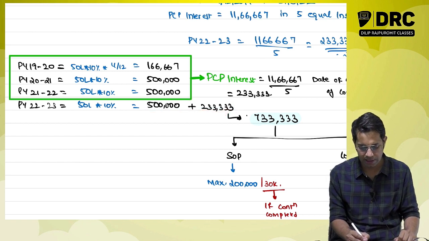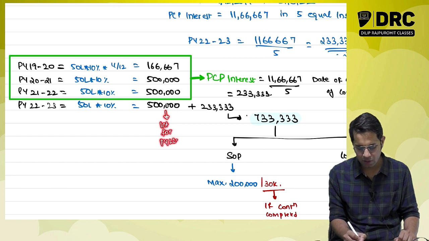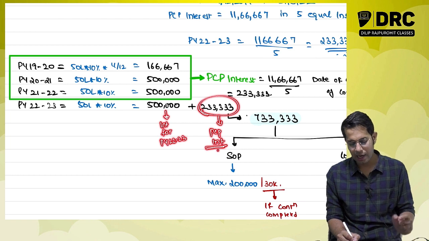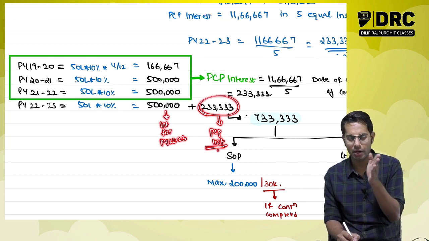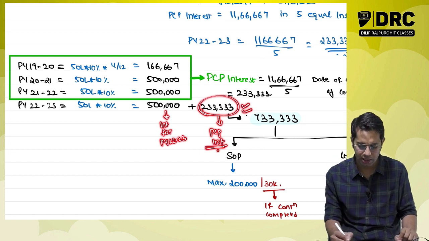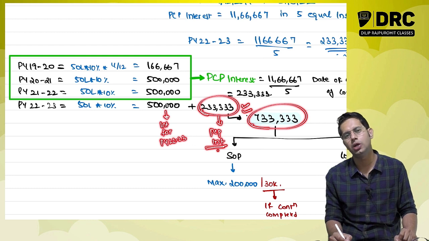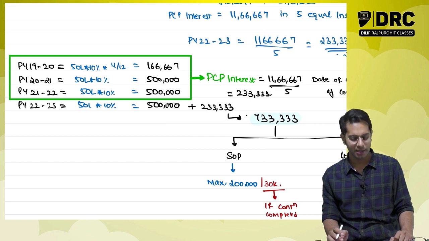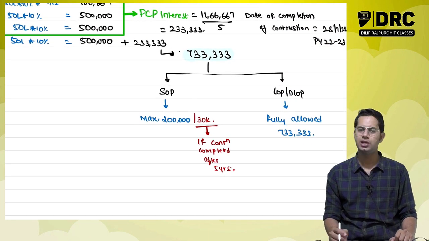So this interest of 5 lakh rupees, which you are seeing over here, is interest for previous year 22-23, and 2,33,333 rupees is pre-construction period interest, which is apportioned to this particular year. It is required to be distributed over 5 years. For this year, the proportionate amount comes to 2,33,333. So total interest for previous year 22-23 will be 7,33,333.